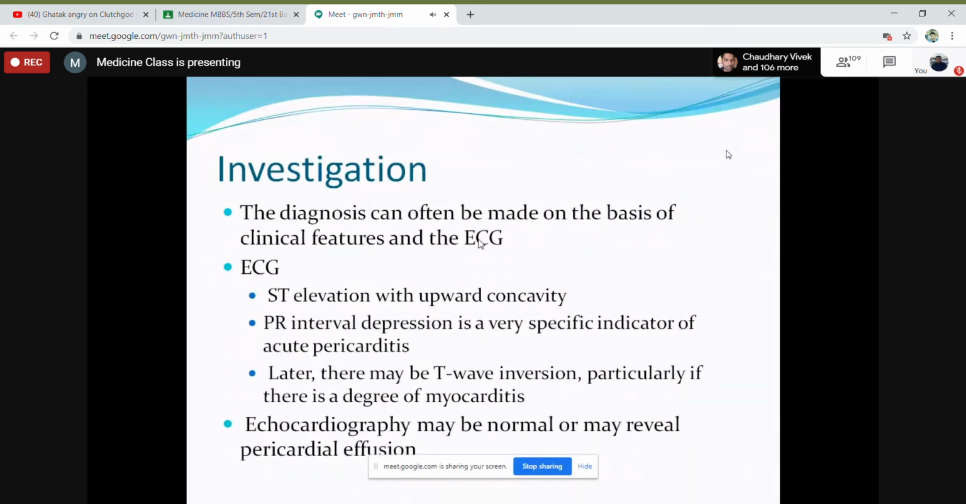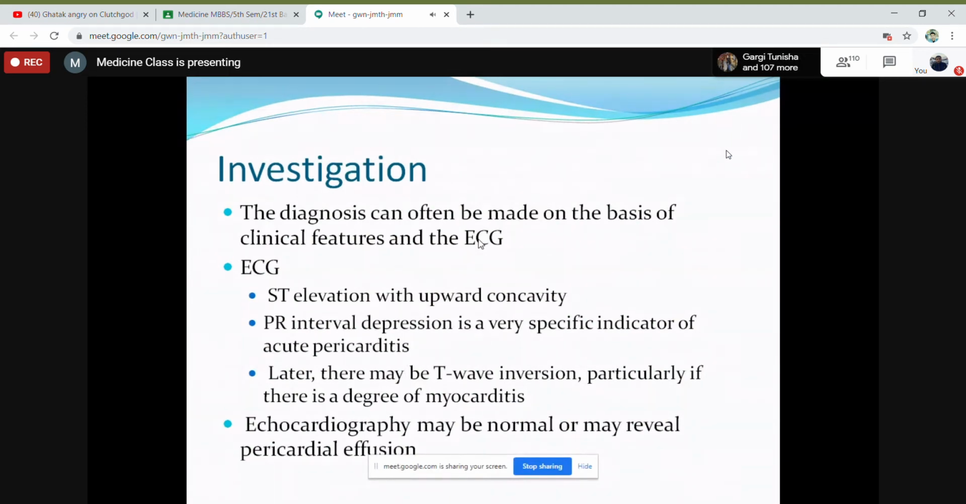Okay, so these will be the ECG changes, but you just have to know that there will be ST segment elevation with upward concavity. If there is MI, there will be upward convexity. But if it is acute pericarditis, there will be upward concavity. And if it is acute myocardial infarction, the ECG changes will be there in the specific leads only. But in cases of pericarditis, generally we get ECG changes which are generalized. It will not be lead specific.